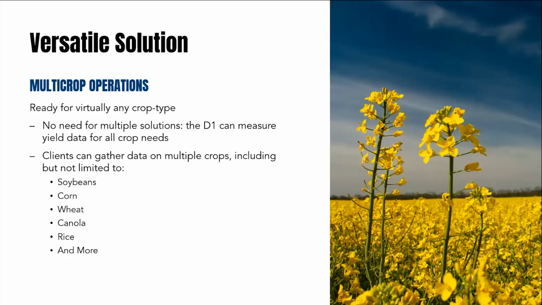Multi-crop operation. We have always prided ourselves on having a solution that works for everyone. D1 can work with all of the crops listed there and more. A bucket system, again, can be provided for optimal accuracy. We have larger load cells and smaller load cells to really tune the system to get every bit of accuracy out of there that we can.